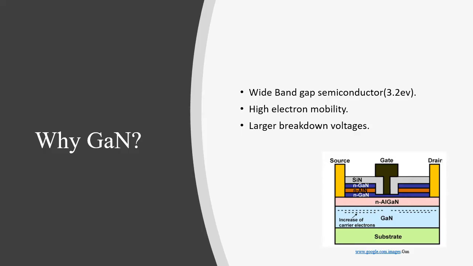First and foremost, what is GaN? GaN is known as gallium nitride, which basically belongs to group 3 and group 5 elements. The properties of gallium nitride are wide band gap, larger breakdown voltage, and high electron mobility. Hence, it is widely used in today's semiconductor technology.